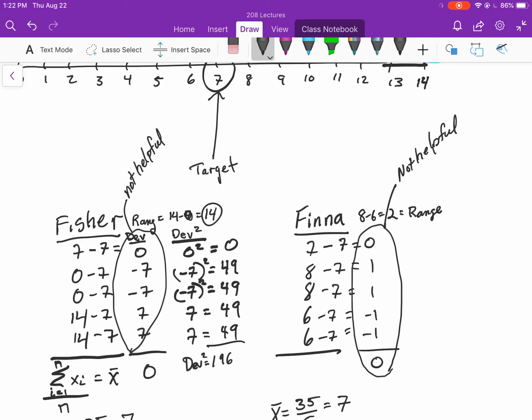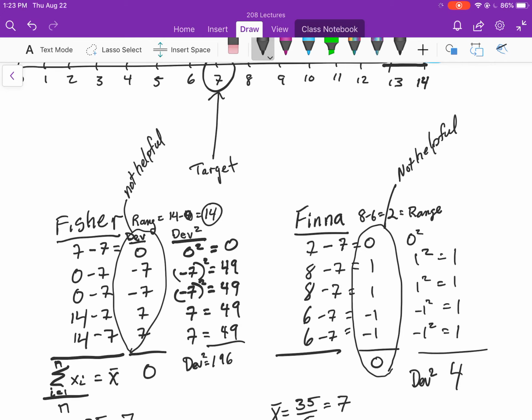And I can do the same. So that's a measure of how far Fisher was from the target. Let's do the same for Finna. 7 minus 7 is going to be 0 squared. That's pretty easy. 8 minus 7 is 1 squared, 1 squared, -1 squared, and -1 squared. 1 squared is 1. 1 squared equals 1. -1 squared equals 1. The total there is 4. Quite a bit easier math. So that's his deviation squared. Or hers. Sorry, Finna's. Yeah.